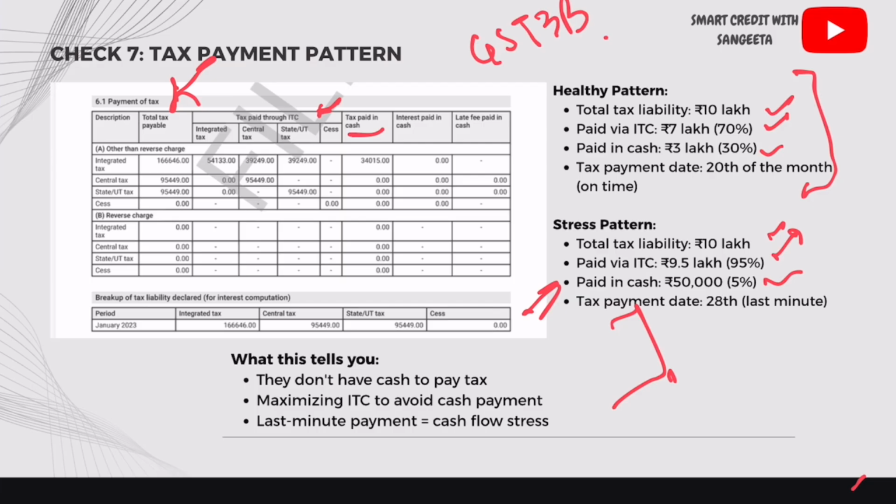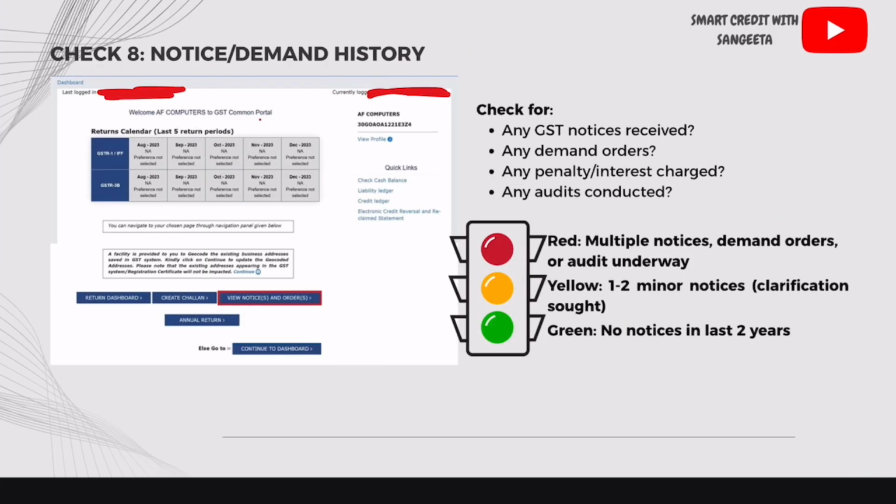Now let's move to the last checklist, that is check number 8, notice versus demand, notice or demand history. So when we log in to the GST portal of the client, you can see here when we go to the dashboard, you can see the notices and orders here, right? Now what do you check for? Any GST notices received, or maybe any demand orders, or any penalty or interest charged or not, or are there any audits conducted? See, if there are no notices in the last 2 years, then this is a green signal, good to go for you.